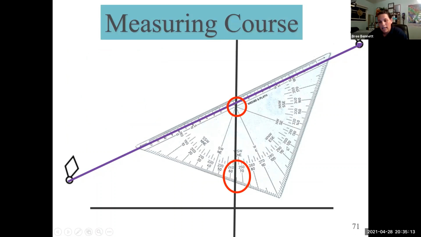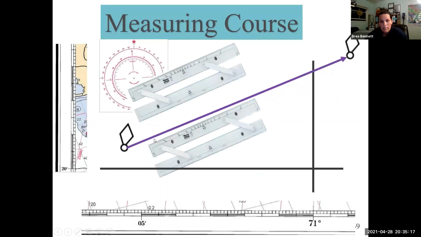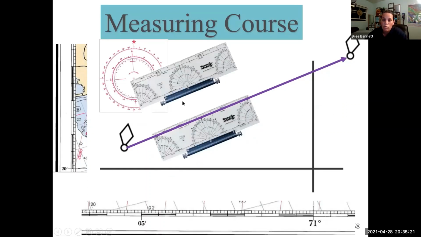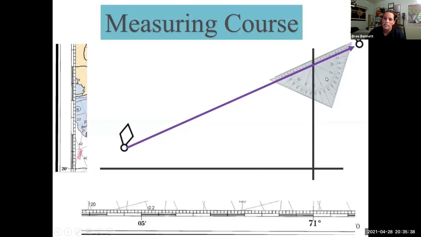I prefer the triangle because you don't have to move it. But the parallel ruler and the roll plotter are a little more straightforward, right? You just have a line and you're paralleling it to a compass and reading it. So I feel like that's very user-friendly for beginners. But once you figure out how to use the triangle, you'll never go back. You'll always use the triangle.